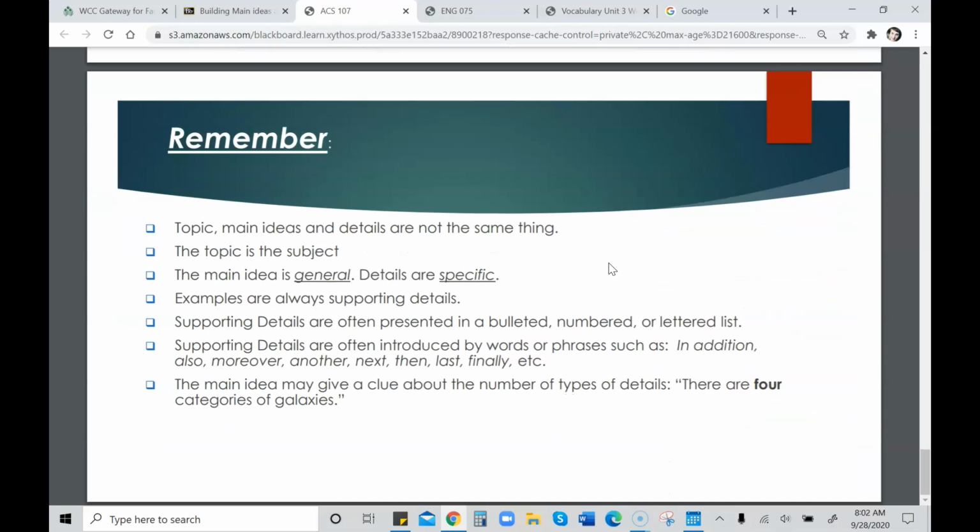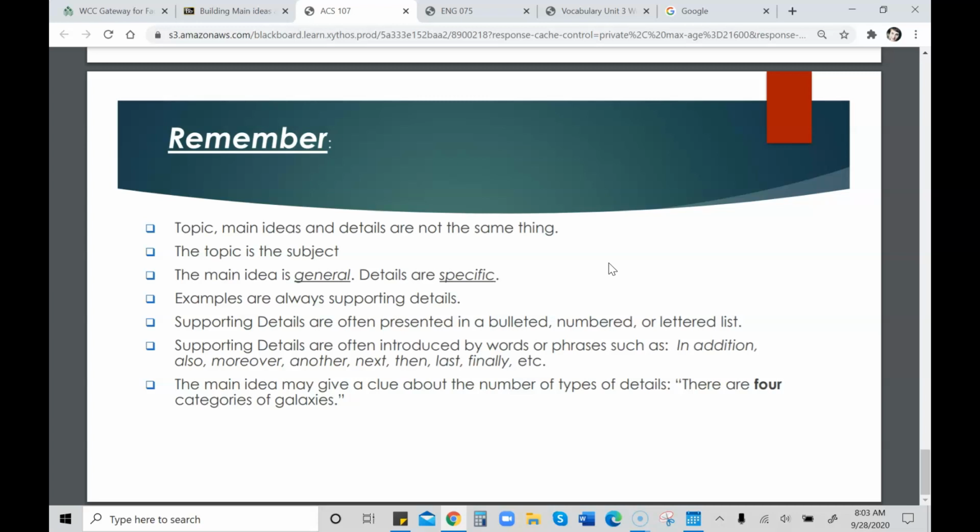So some things to remember as we move forward. Your topic, main idea, and details are not all the same thing. The topic is your subject. So it could be a singular sort of word like October. The main idea is going to be general. The idea that October is your favorite month of the year. Now those details that you give, why is this happening? Those are your supporting details. So you're building into it.